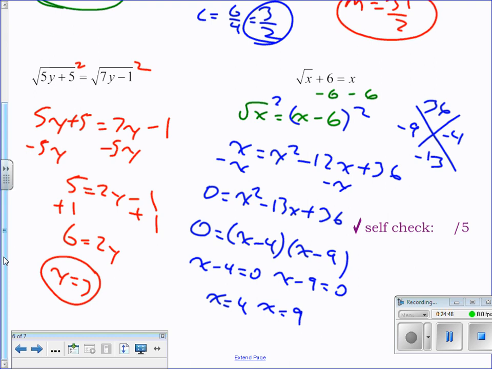And then I try them. 4. Square root of 4 is 2. 2 plus 6 does not equal 4. This one's no good. Second one, 9. Square root of 9 is 3. 3 plus 6 is 9. That one's good.